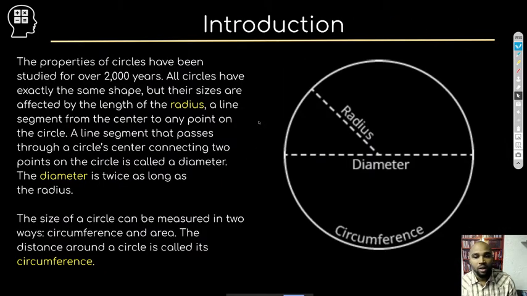So let's start here. The properties of a circle have been studied for 2,000 years, so this has been around for a while. Although all circles have the exact same shape, their sizes are affected by the length of the radius. As you can see on your screen, the radius is this piece that radiates from the center. We'll say that's point C for future reference. Wherever it radiates out to the edge of that circle, we're going to call the radius. So it could be here, but we can also start here and go here. All of these are the radius.